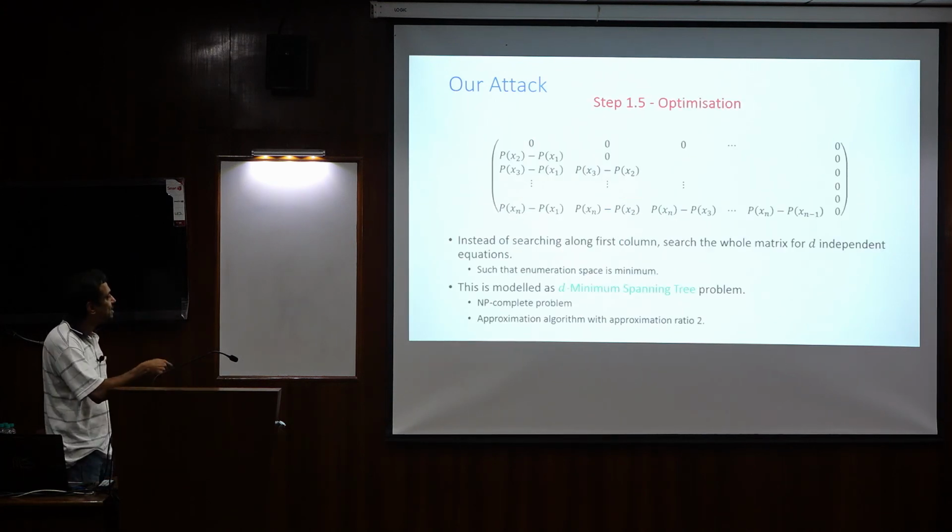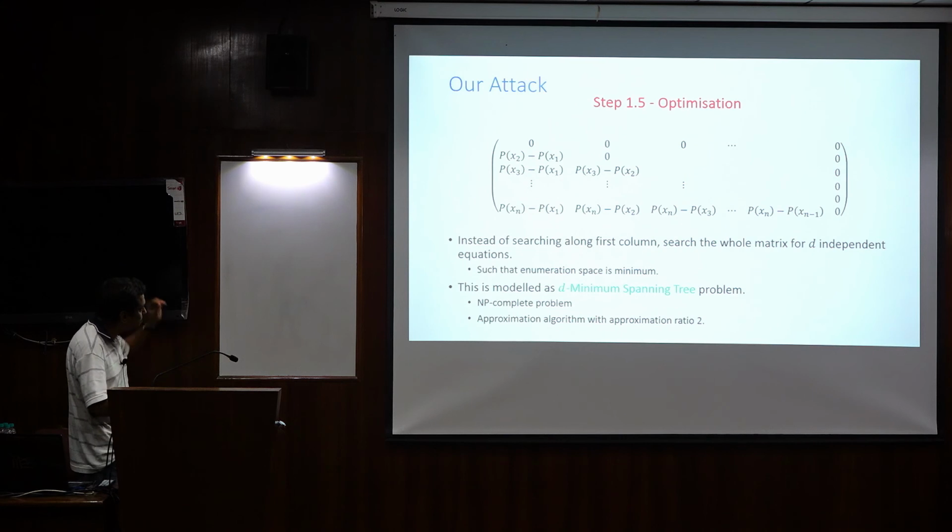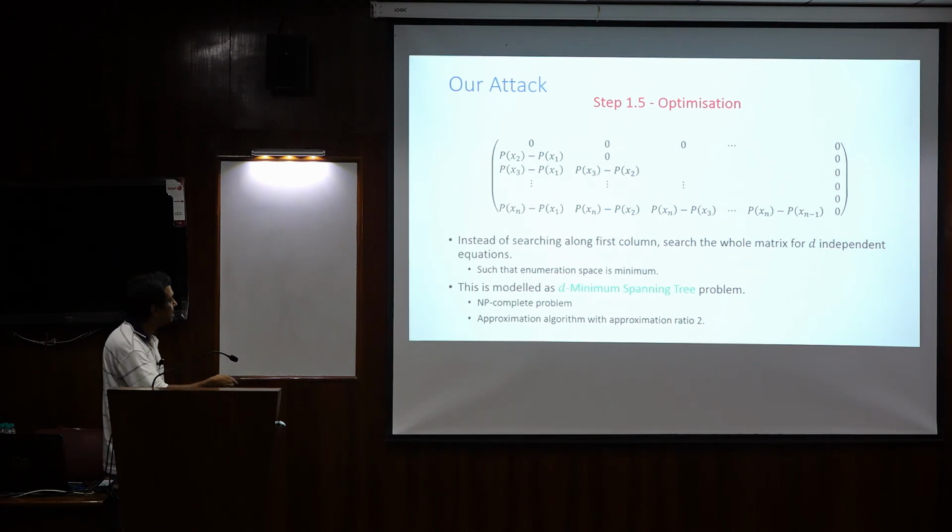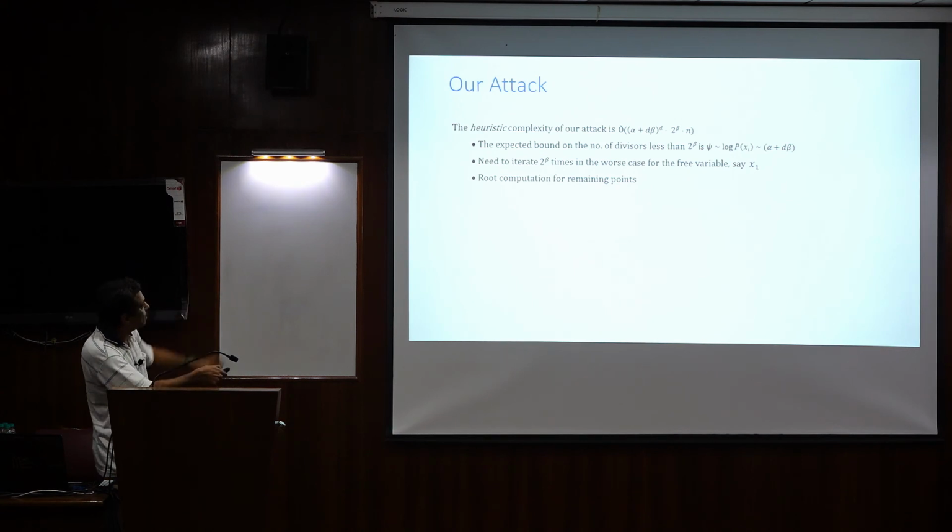Also we can do some optimization to try to pick some specific values. This can be modeled as a DMST problem. It's an NP-complete problem, but there are some approximate solutions which we can get in a much more efficient way, which we have not done, but the older method itself actually gave us the right solution. The complexity of our attack comes to be so much.